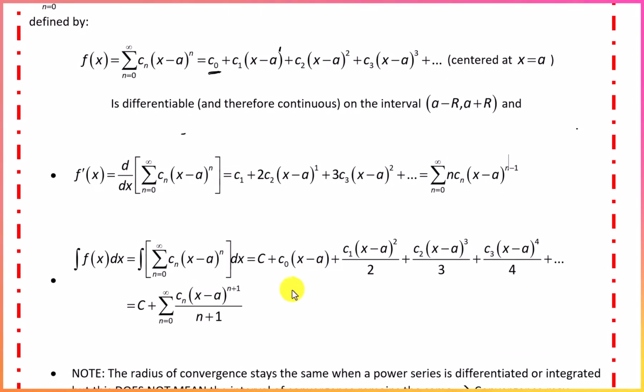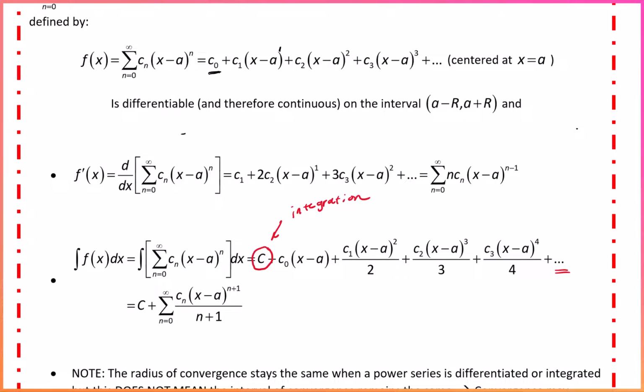Turns out we can do the same thing with the integral. When we integrate a power series, we are integrating term by term. Now, one thing I will make note of, because this is an infinite polynomial and this goes on forever, we actually put the integration constant at the front. So this is the integration constant.